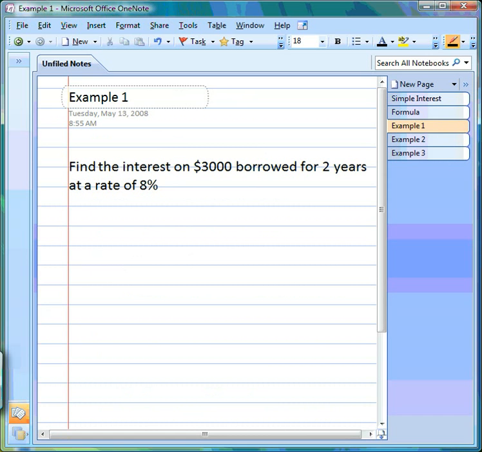And we'll start directly into the examples. First of all, we need to write down our formula. Interest equals principal times rate times time. And then we need to start reading the question. Find the interest. Interest means we're going to leave the letter I. On $3,000 borrowed. $3,000 is the principal. It's the amount that is borrowed.